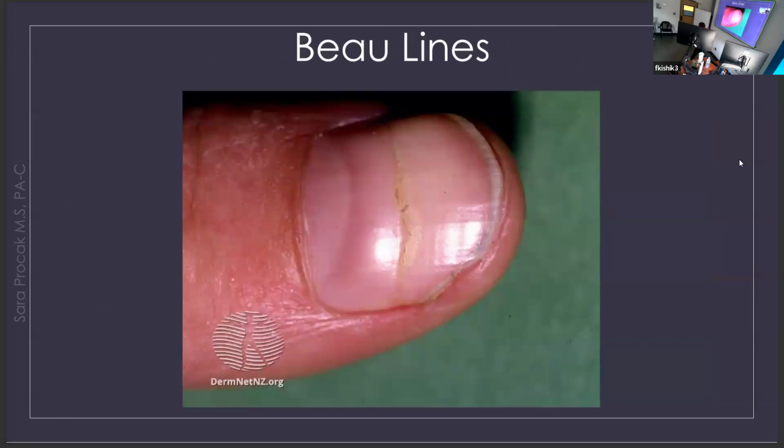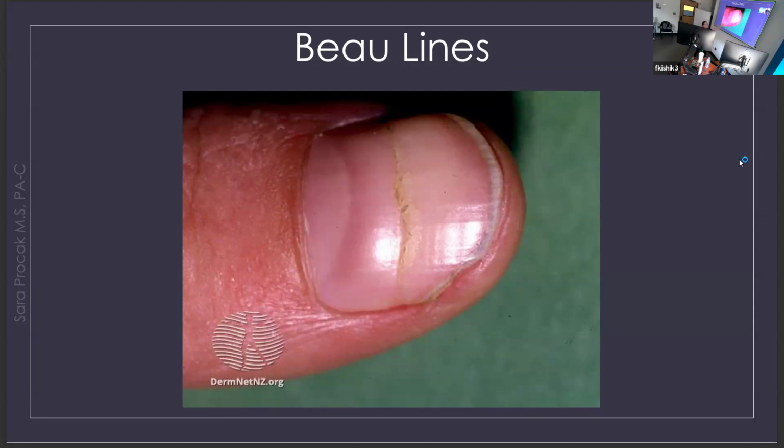Okay. Beau's lines. So Beau's lines are basically where you have an arrest in the nail matrix because of shock to the system, which is going to cause a horizontal depression across the nail plate. So that shock, again, could be a variety of different things: infection, malignancy, could be due to trauma. Sometimes you can have Beau's lines that affect just a single nail, and it could be because the trauma happened to that one finger. But more often than not, it's going to affect more nails. It's going to be more of a systemic cause.